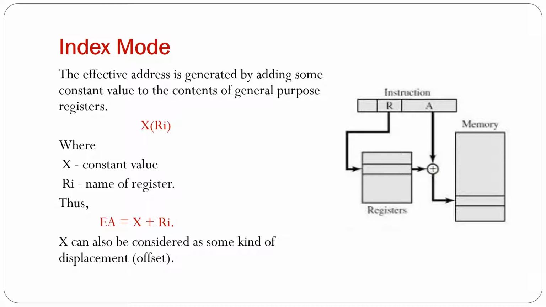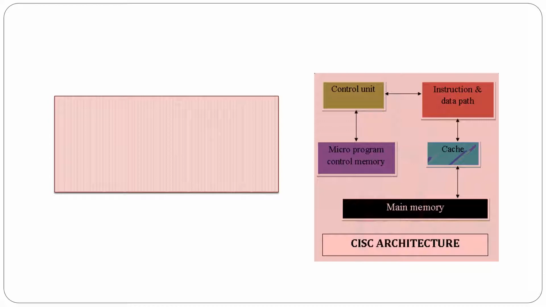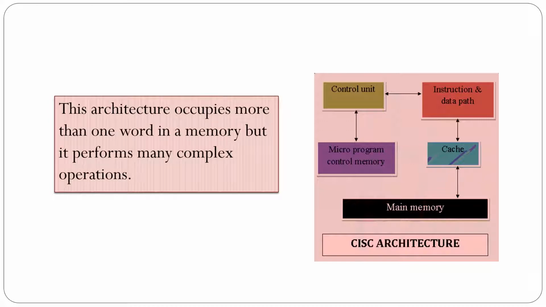X can also be considered as some kind of displacement or offset. Complex instruction set computers, CISC. This architecture occupies more than one word in a memory, but it performs many complex operations. The instructions are not restricted by load and store. They generally use 3 address or 2 address formats.